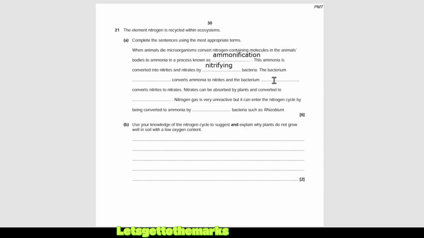Okay, and the bacterium, specific name, converts nitrites to nitrates. Check your syllabus for these because certain syllabuses don't need these. If you're doing AQA, you don't necessarily have to know, but I would recommend you do know. So the bacterium is nitrosomonas. And that converts NH3, which is ammonia, and it oxidizes it to NO2.